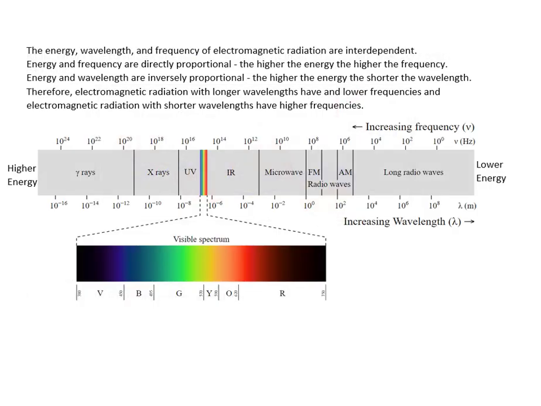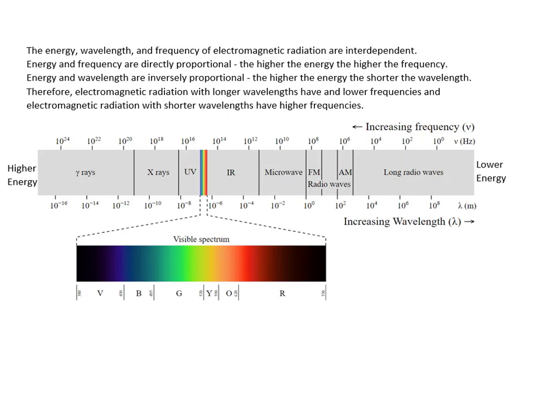On the screen is a figure of the electromagnetic spectrum. Notice that the spectrum is made up of different regions. In this particular figure, the gamma rays are at the left end of the spectrum, and radio waves are at the right end of the spectrum. The energy, wavelength, and frequency of electromagnetic radiation are interdependent. The energy and frequency are directly proportional. The higher the energy, the higher the frequency.